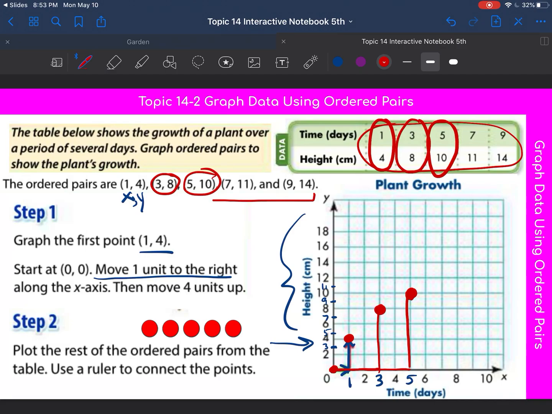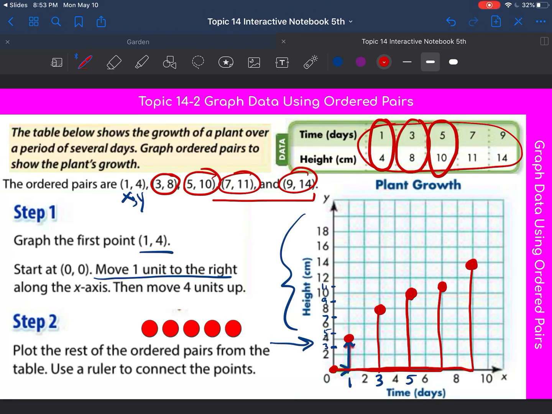And then we have (7, 11). We start at the origin. We go over 7, up 11 right here. In between the 10 and the 12, that's where 11 is on the y-axis. And then lastly, we have (9, 14). We start at the origin, we go over 9, and then up 14 on the y-axis right here.